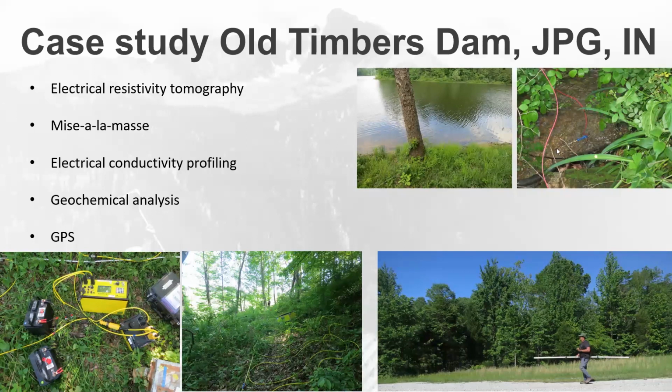In the top right, there's two pictures of where we did the MASW, which is putting one electrode in the reservoir behind the dam, putting one electrode at the bottom of the dam where the outflow seep was occurring. Then the bottom left shows the electrical resistivity tomography surveys, which went all the way across the dam.